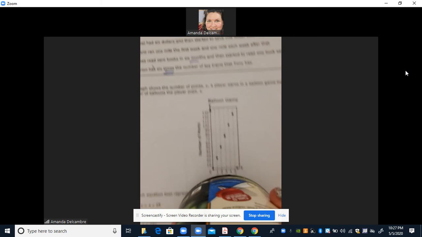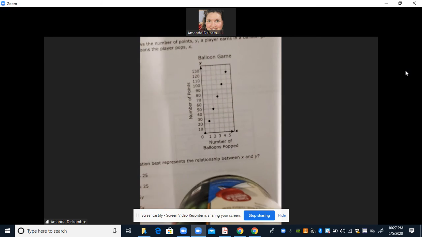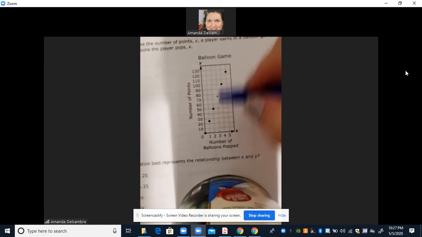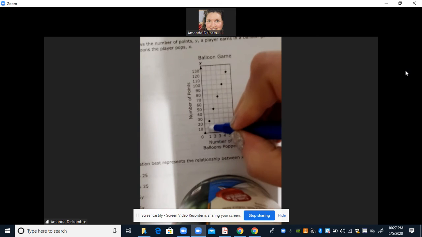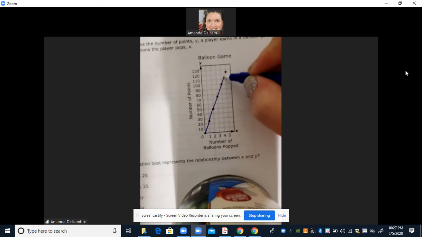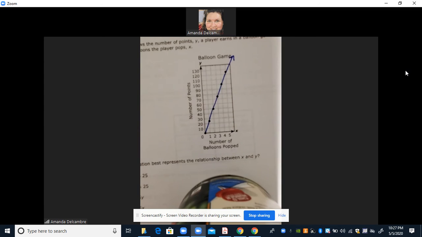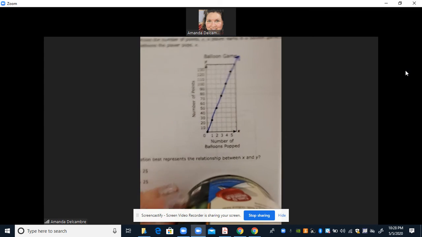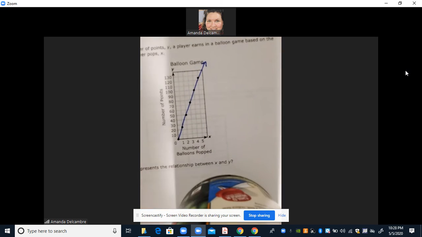All right, number 13. The graph shows a number of points Y players earn in a balloon game based on the number of balloons. Which equation represents the relationship between X and Y? Okay, guys, it went through, we drew a straight line. It went through our origin. It went through 0, 0. And we know only one relationship has that.